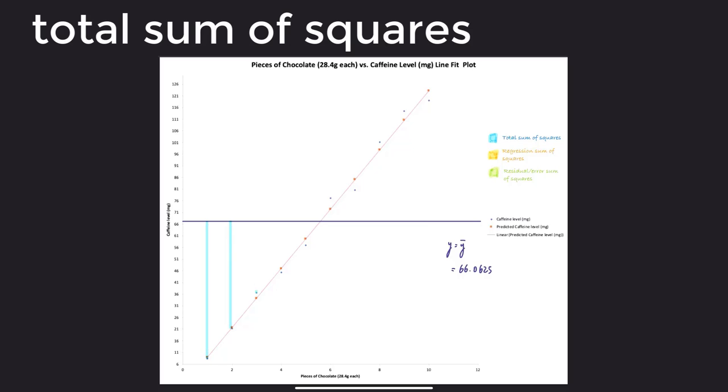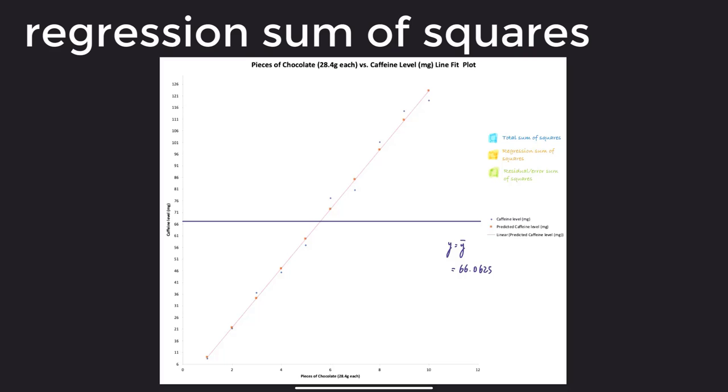This is the sum of the square difference between every individual blue dot's y value and the average y value, which is the average caffeine content of our sample. Secondly, we have regression sum of squares. It is the variation in y that can be explained by the predicted y values. It is illustrated by the yellow lines in our graph.